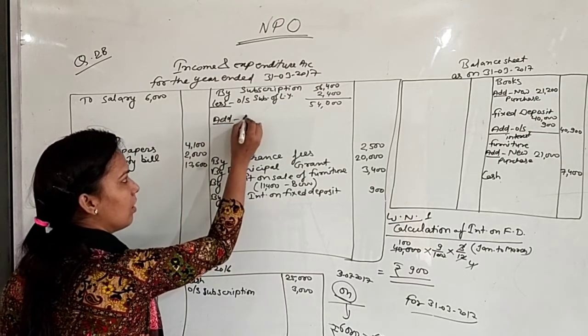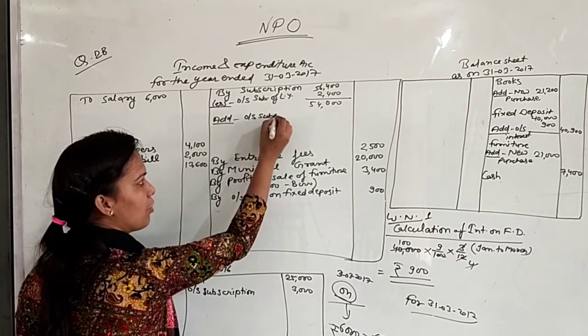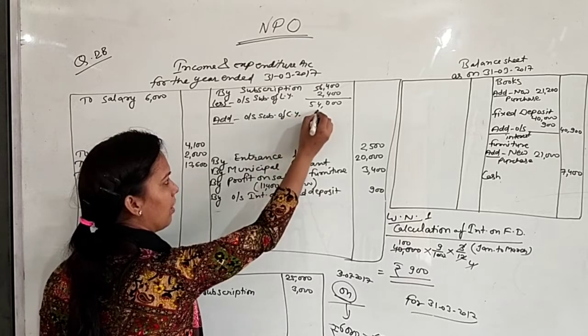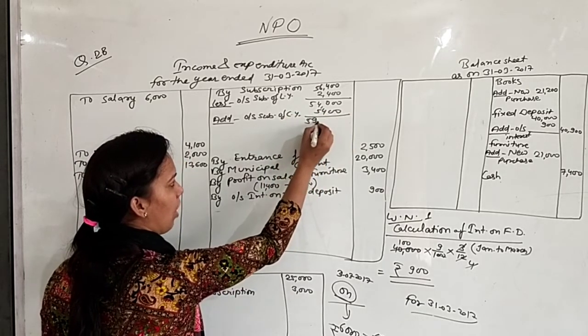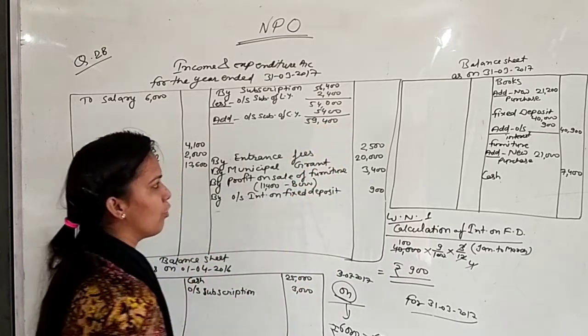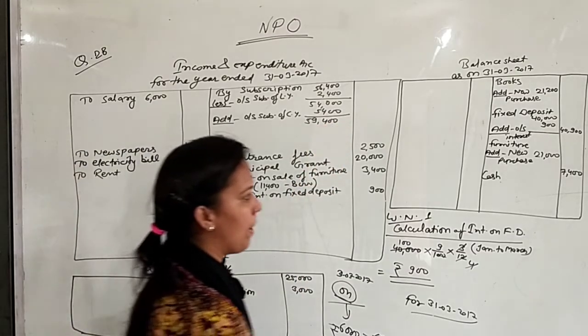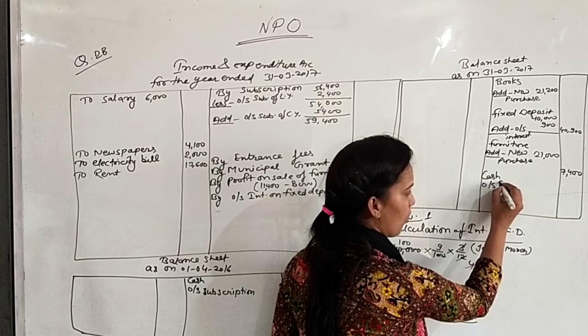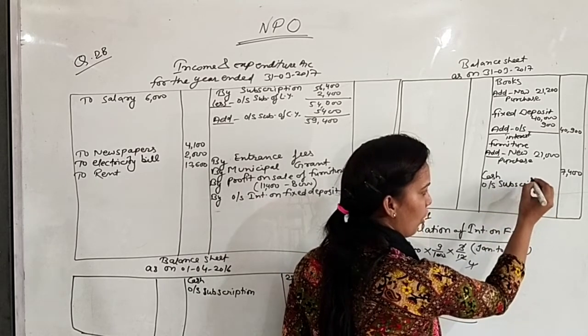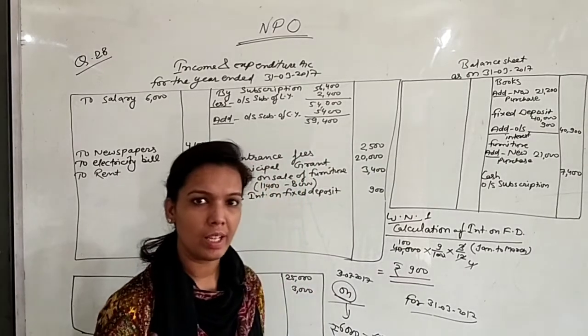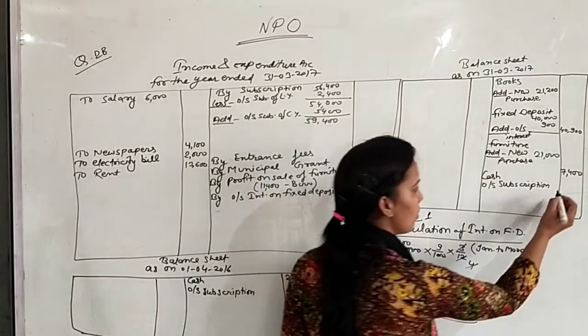Add outstanding subscription of current year, that is 5,400. So now it is 59,400. And now we will show in the balance sheet the outstanding subscription. In the balance sheet we show total subscription due till 31st March, that is your 6,000.